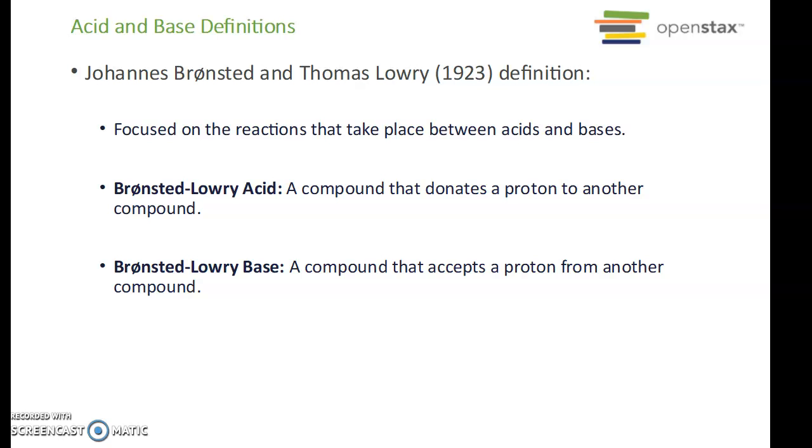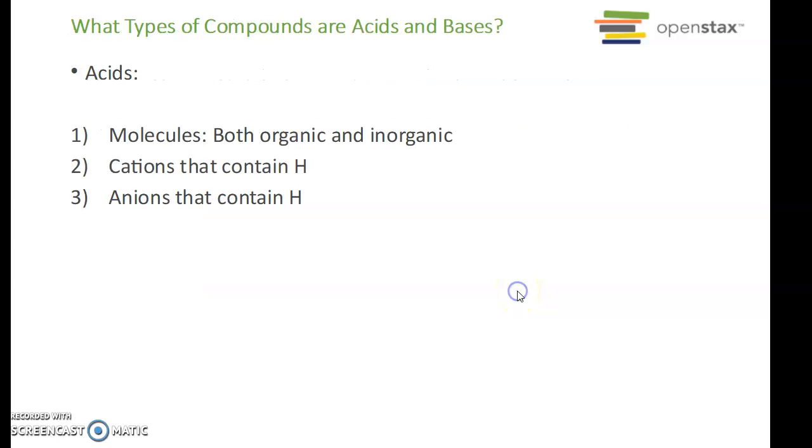So for them, the Bronsted-Lowry acid is a compound that donates a proton to another compound. And a Bronsted-Lowry base is a compound that accepts a proton from another compound. So what type of compounds are acids and bases? Well, first of all, acids can be either an organic or an inorganic molecule. It's cations that contain a hydrogen ion or anions that contain a hydrogen ion.